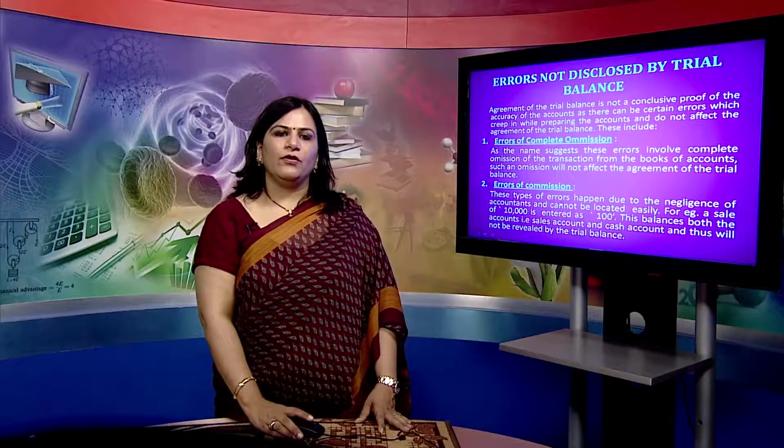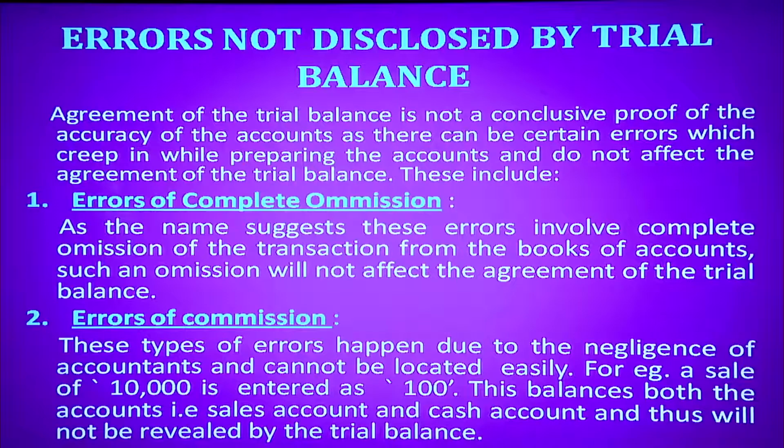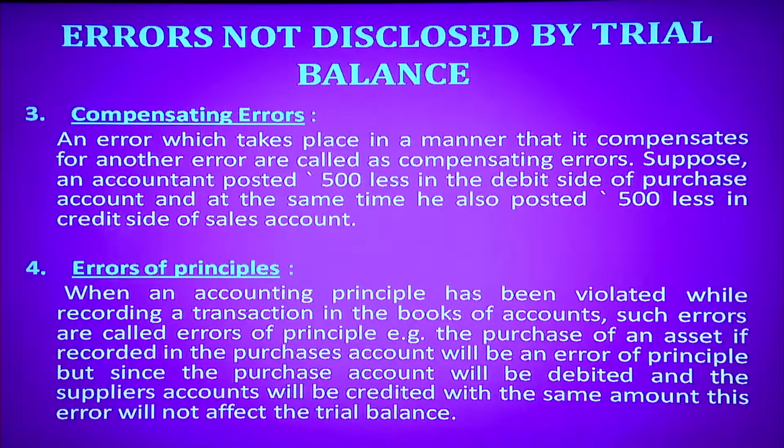Then the error of commission. These types of errors happen due to the negligence of the accountants and cannot be located easily. For example, a sale of 10,000 is entered as rupees 100. This balances both the accounts, that is the sales account and the cash account, and thus again will not be revealed by the trial balance.